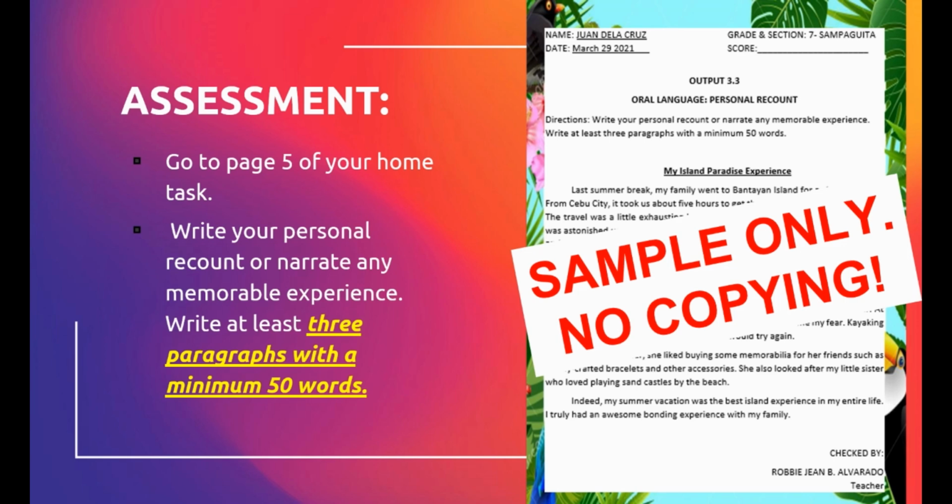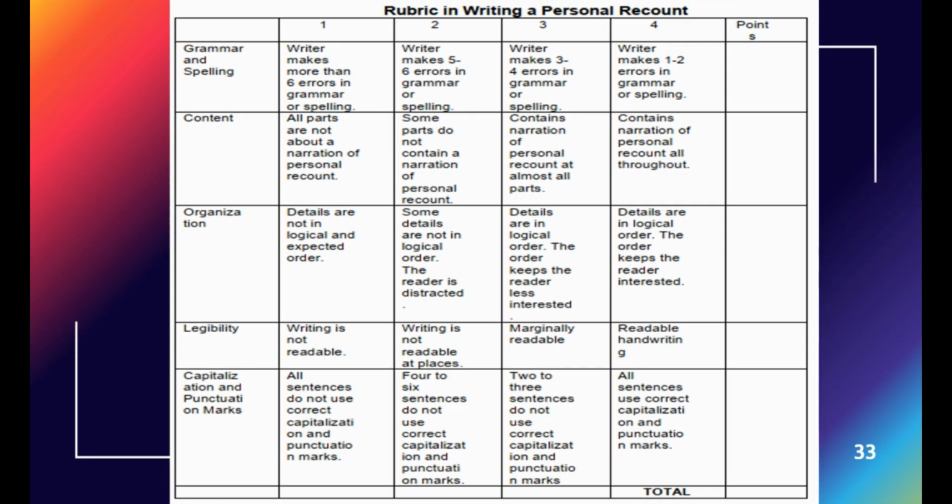Your output will be graded according to the following rubrics. First, grammar and spelling. You will get 4 points if you make 1 to 2 errors in grammar or spelling. 3 points if you have 3 to 4 errors in grammar and spelling. 2 points if you have 5 to 6 errors. And 1 point if you have more than 6 errors. Content. You will get 4 points if it contains a narration of personal recount all throughout. 3 points if it contains narration of personal recount at almost all parts. 2 points if some parts don't contain a narration of personal recount. And 1 point if all parts are not about a narration or personal recount.